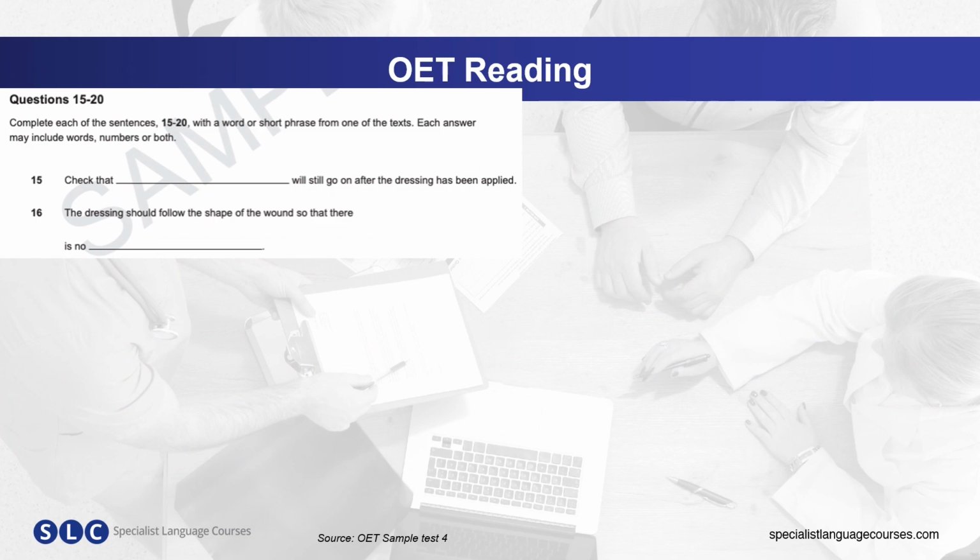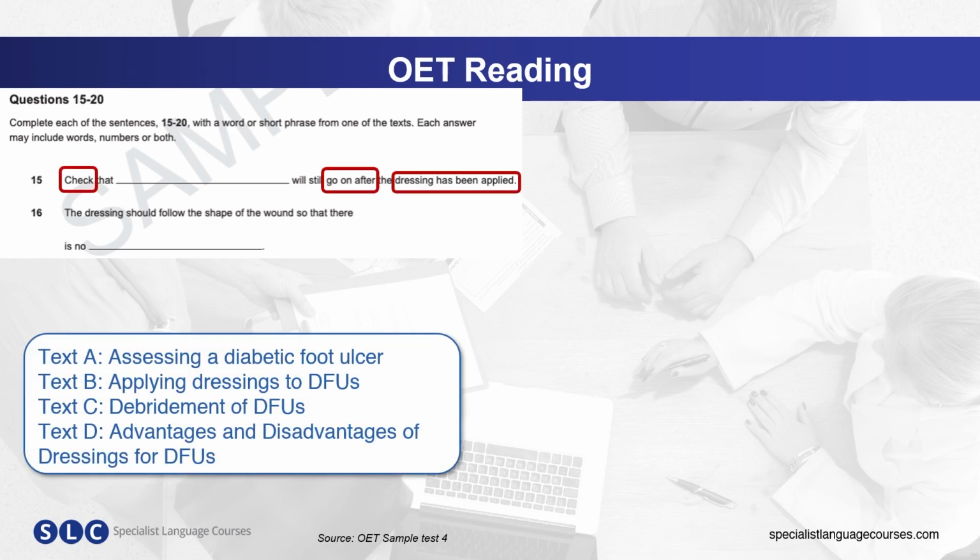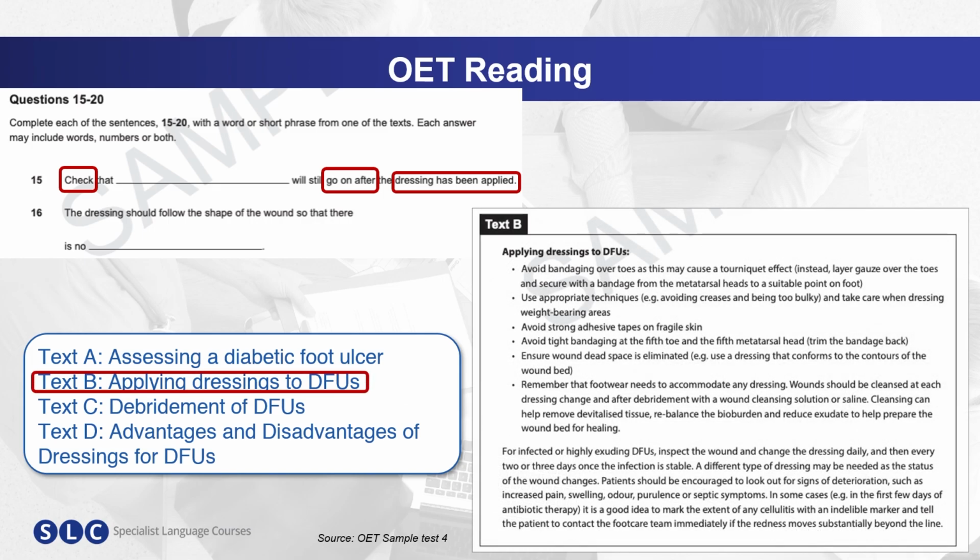Use the same strategy for sentence completion. For question 15, we can predict that a noun needs to fill the gap. And we can underline the keywords which will help us locate the answer, which is most likely going to be in text B. In the text, it says, remember that footwear needs to accommodate any dressing, which is a paraphrase of sentence 15. So the answer is footwear.